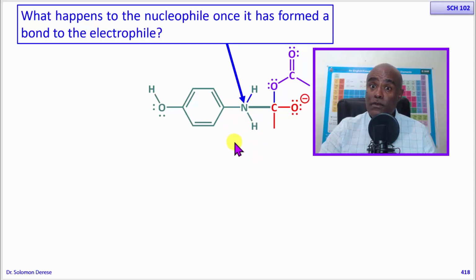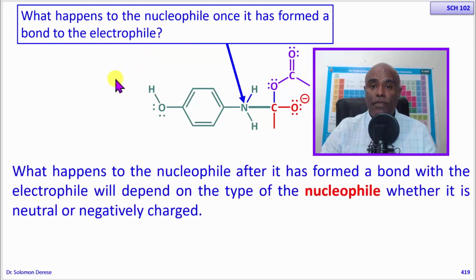But nitrogen does not form 4 bonds. It only forms 3 bonds. So what happens to a nucleophile, whatever nucleophile, the moment it has formed a bond with an electrophile? What happens to it is going to depend on the nature of the nucleophile.